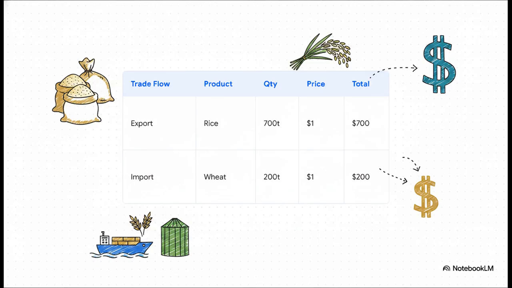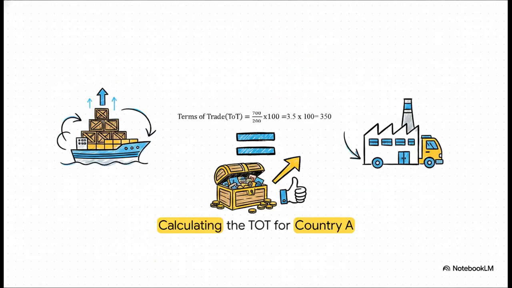Let's look at a concrete numerical example from our source material to make this crystal clear. Imagine country A exports 700 tons of rice and imports 200 tons of wheat. Just to keep the math super simple, let's say the prices are constant at exactly $1 per unit across both countries. So, country A earns $700 from its rice exports, but it only needs to spend $200 to get the wheat it needs. And that brilliantly illustrates the math in action.